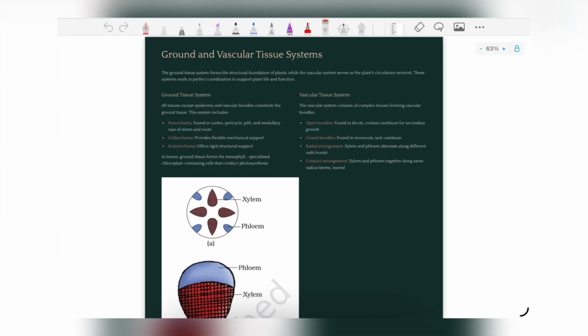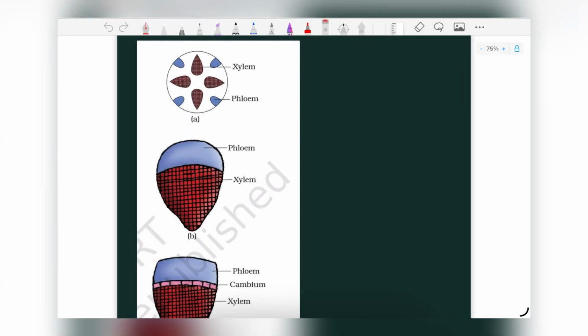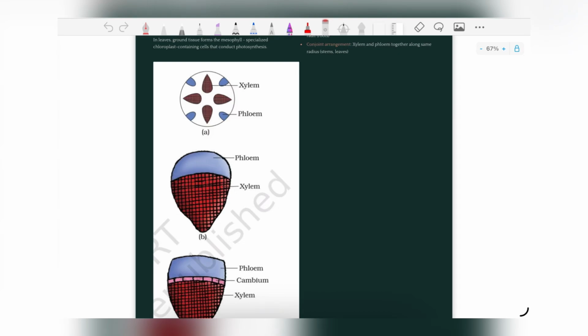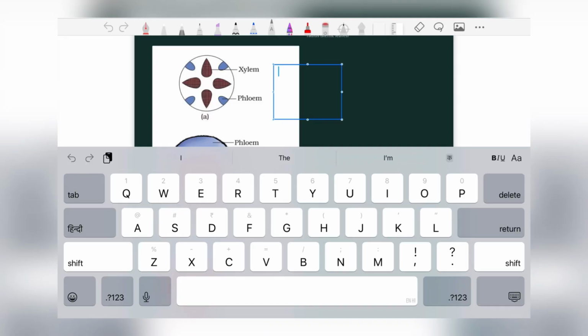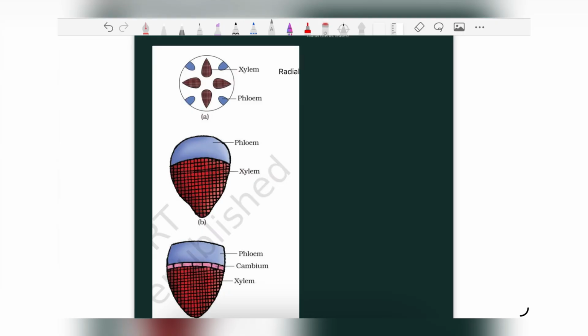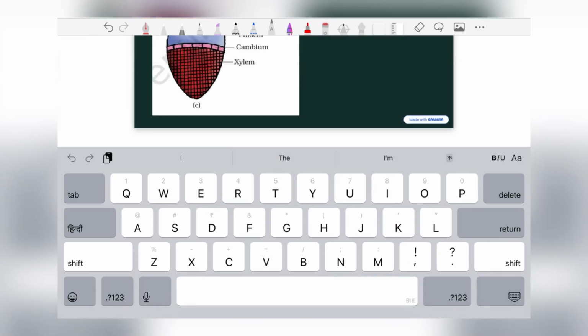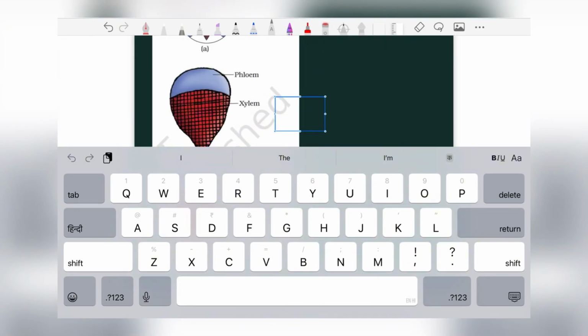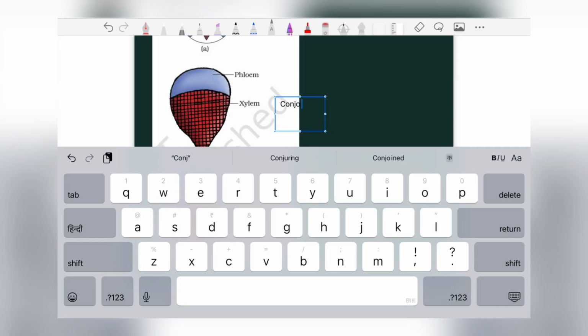As you can see, this is a radial arrangement. This is conjoint and closed.